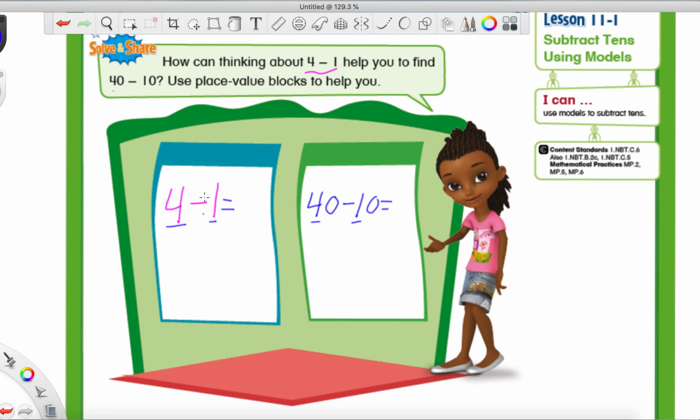So if we were going to draw out 4 minus 1, well, watch this. We can just make 4 1 circles. 2, 3, 4, and then how many do we cross out? We cross out 1. Boom. That was it. And then how many 1's circles are left? 1, 2, 3. So we have 3 left. Let's try the same thing with 40 minus 10.